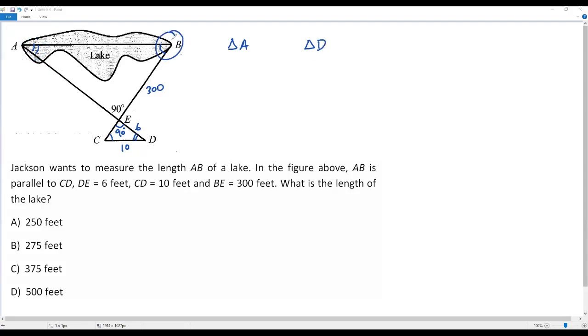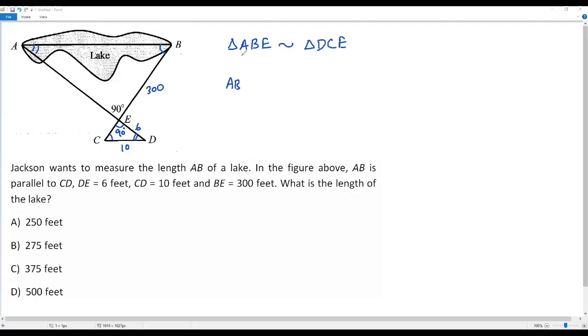Okay, now let me take the vertex B in the bigger triangle. What is the corresponding vertex in the smaller triangle? That is clearly C. And now let me take the vertex E in the bigger triangle. The corresponding vertex in the smaller triangle is also E. We have a 90 degree angle. So these two triangles are similar. Okay, our aim is to find the length of the line segment AB, which represents the length of the lake. So let me write the length of the line segment AB.